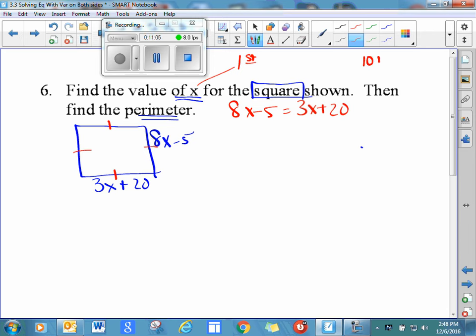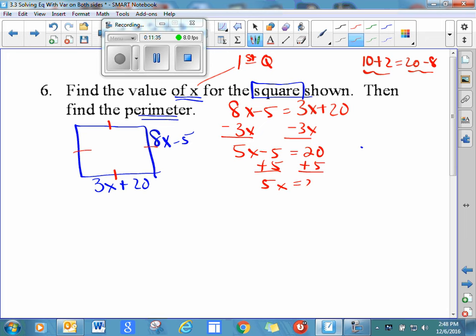Just like you can say you're 10 plus 2, or you can say you're 20 minus 8. These have the exact same value. So do these guys. So if we collect our x's together, we can solve for x, and we can answer the first question. So what am I going to do? Yeah, probably subtract 3x from both sides and get 5x minus 5 equals 20, add 5, and get 5x equals 25, divide by 5, and you get x equals 5.